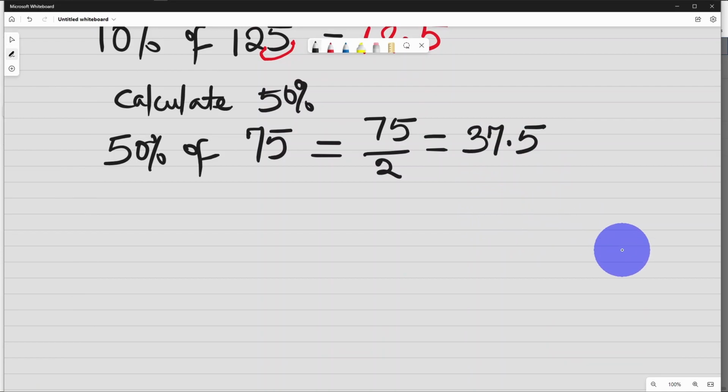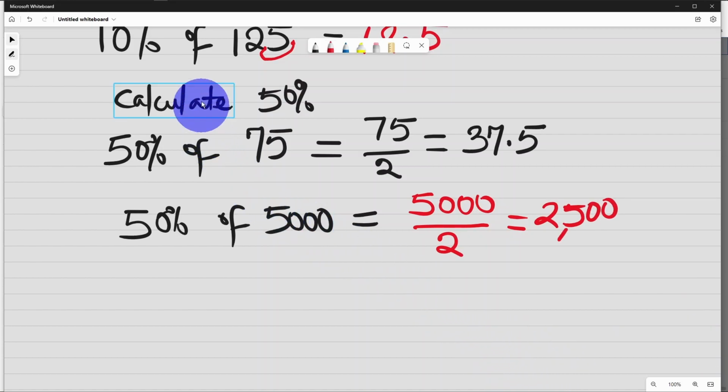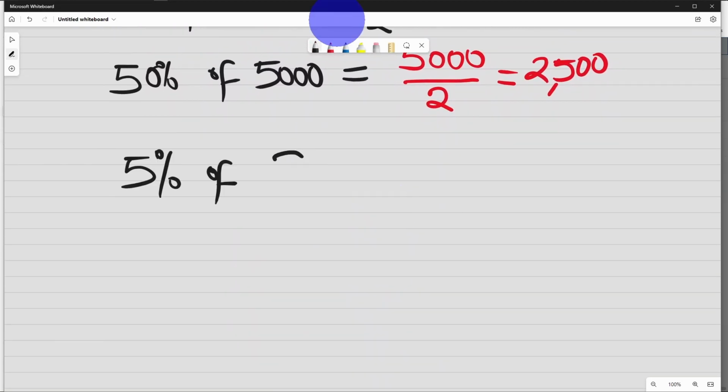Let's look at another example. Let's find 50% of 5,000. To solve this, all we do is say 5,000 divided by 2, and 5,000 divided by 2 is 2,500. That is 2,500.